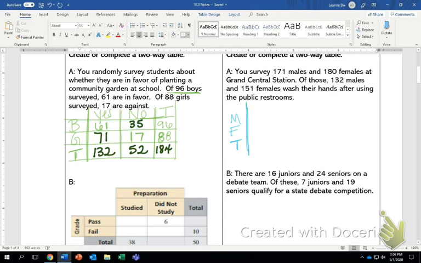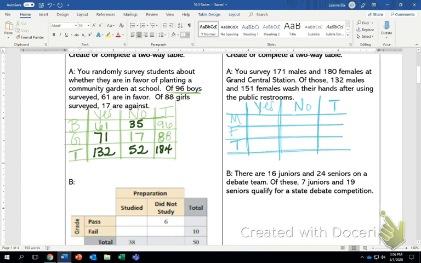Those who wash, or actually I'll say those who wash is a yes, and those who do not wash is a no, and then we'll have our total. So I'm just setting up my table first, right off the bat, making sure I'm going to keep all my numbers nice and organized. Okay, so now that I have that, I'm going to plug in my information.